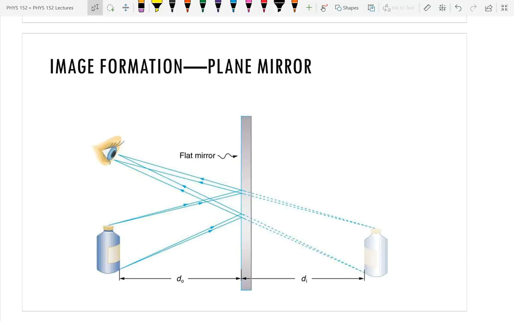The image is what you see when you look into the optical instrument. So in this figure, the object is this bottle. And light goes from that bottle. Is the bottle producing light? Let's start with the easy question. Is the bottle producing light? No. So how is light going from the bottle then?